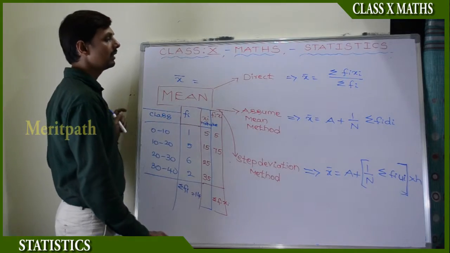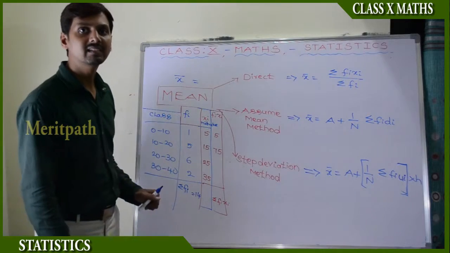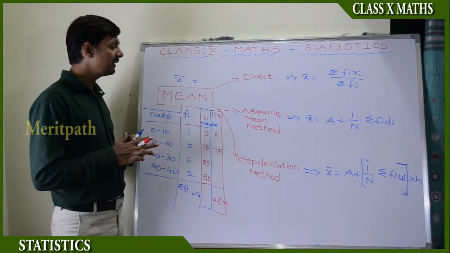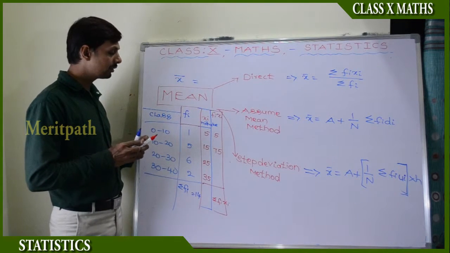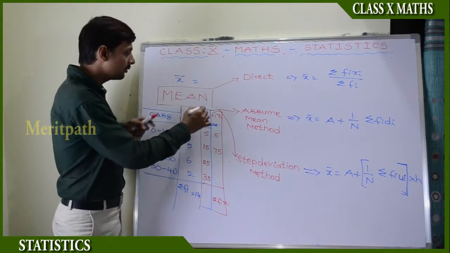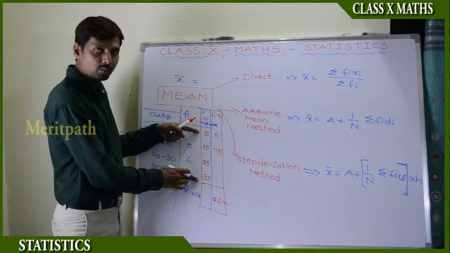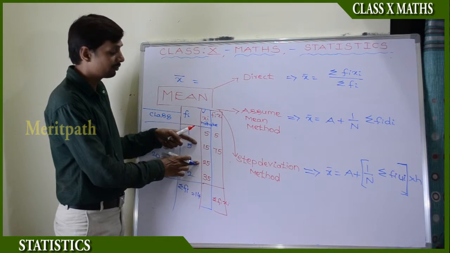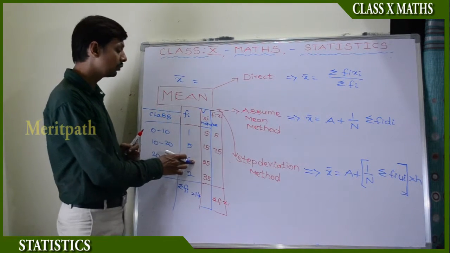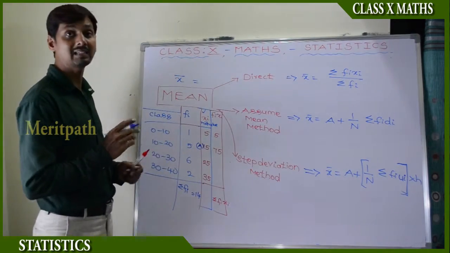So the next one is the assumed mean method. Here A is nothing but the assumed mean. We need to assume some mean from the mid values. The mid values are 5, 15, 25, 35. There are two middle values in this, so we can take either 15 or 25 as the assumed mean. Let's take A as 15. Capital A we have taken as 15.